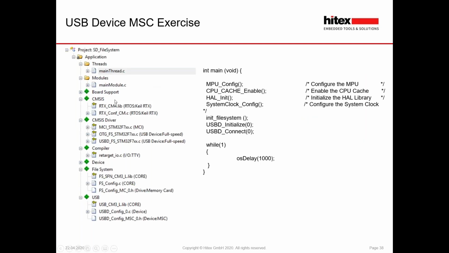So now, once we've configured this, we need to initialize the file system, initialize the device library, connect the peripheral, and then once we're running, if we plug this in now, we'll see our device appear in the Explorer within Windows, and we can drag and drop files from it.